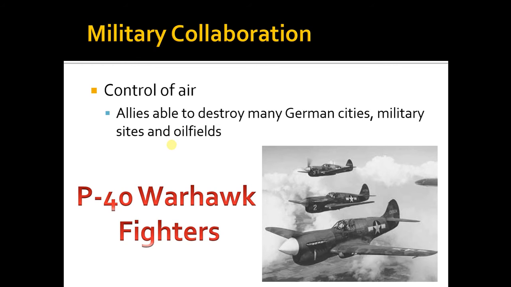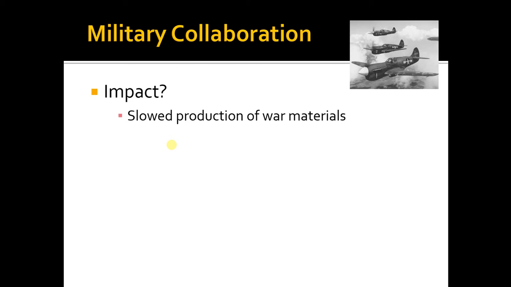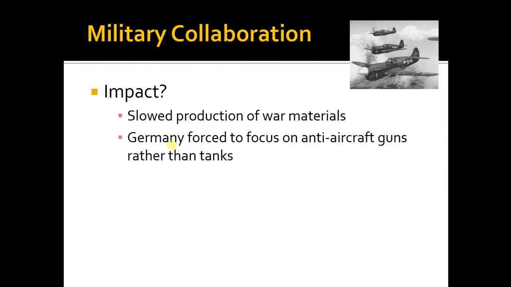Okay, and therefore when you control the air, you help to slow the production of war materials, like I've said. Germany was forced to focus on anti-aircraft guns, dealing with the threat of these planes, for example, rather than on tanks. So anti-aircraft guns are of course defensive in nature, and tanks are more offensive in nature actually. So it really helped play a part in putting Germany on the back foot. Okay, and the Luftwaffe, which was the German Air Force, lost control of the air.